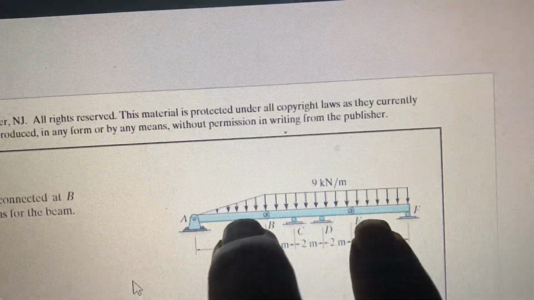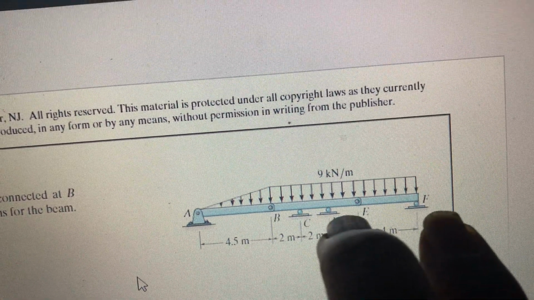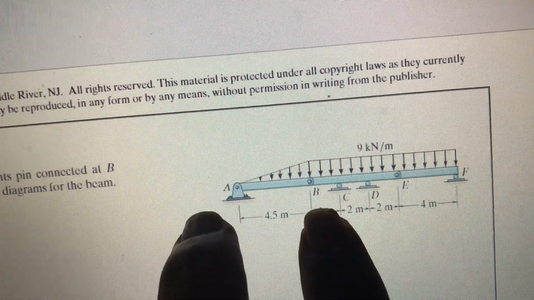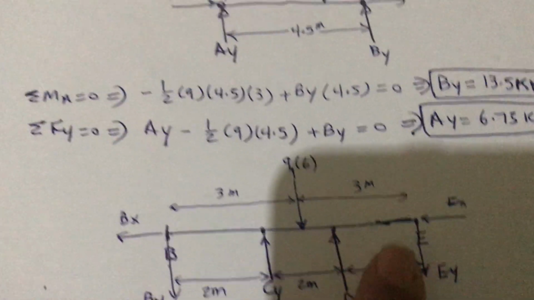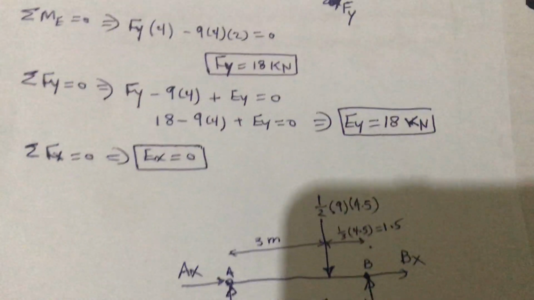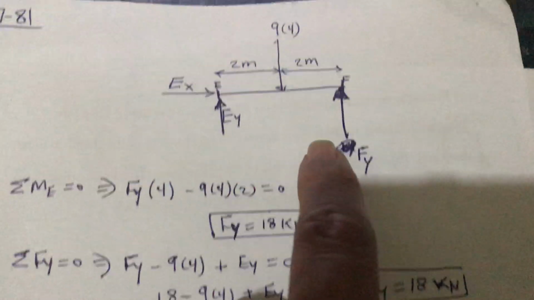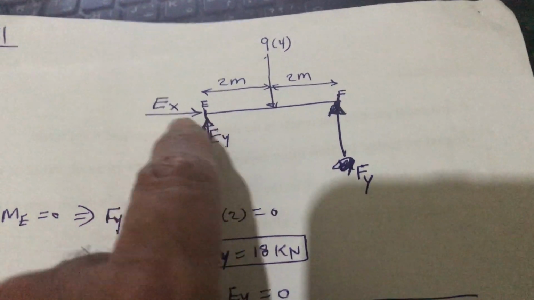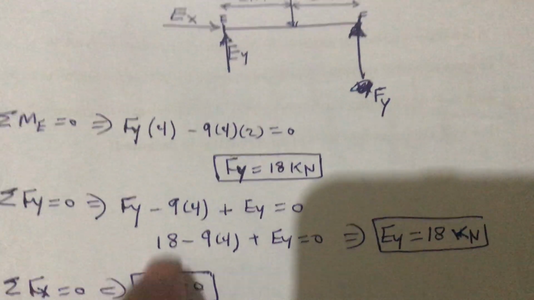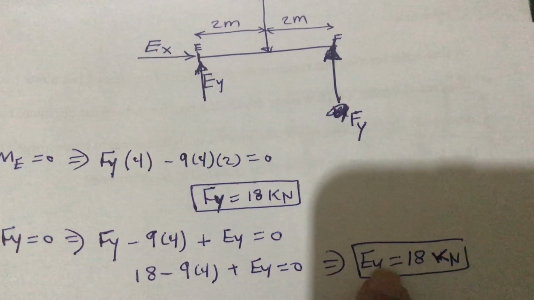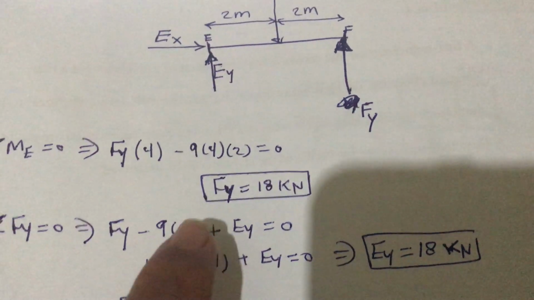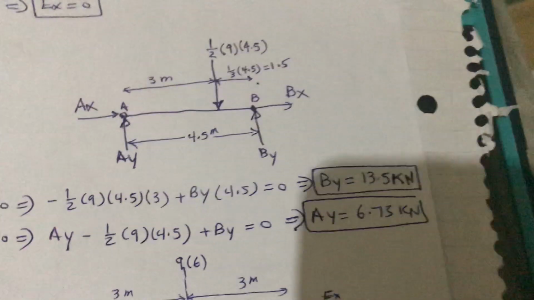Now let's take the center. The center here, these 2 hinges. We did this, analyzed it, we did this, we analyzed it. Now we'll take the center. So the center, remember we found Ex and Ey. Ex was 0 and Ey was up. So if Ey was up here, 18, Ey is going to be down.